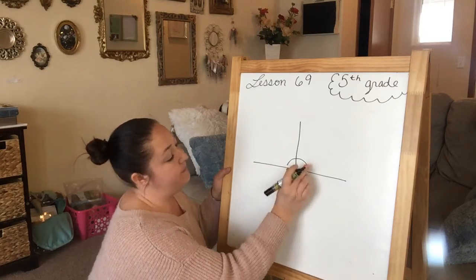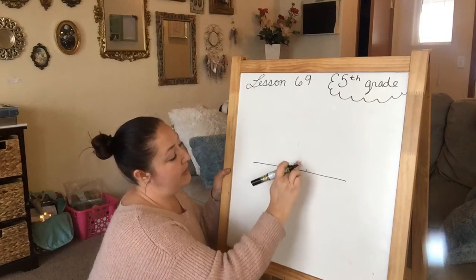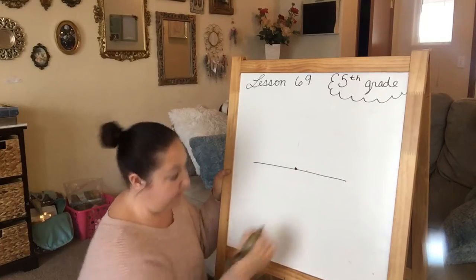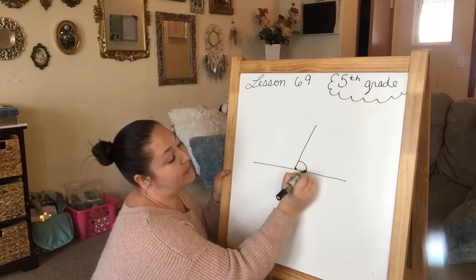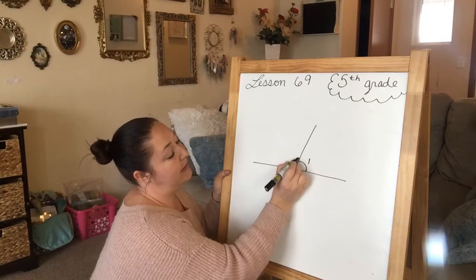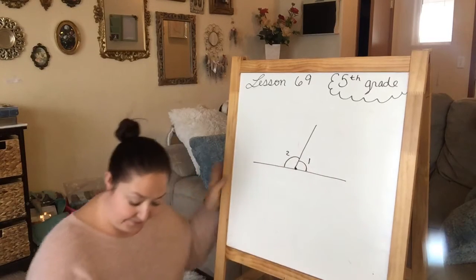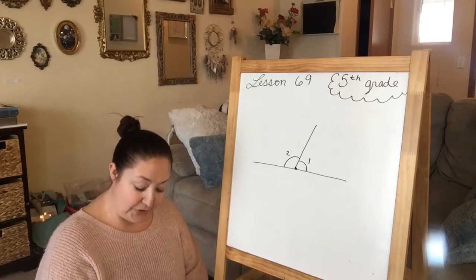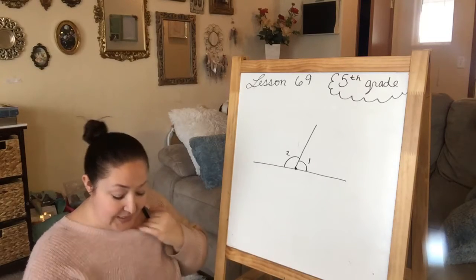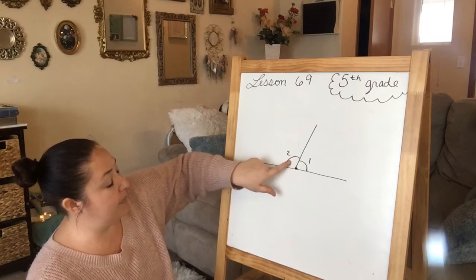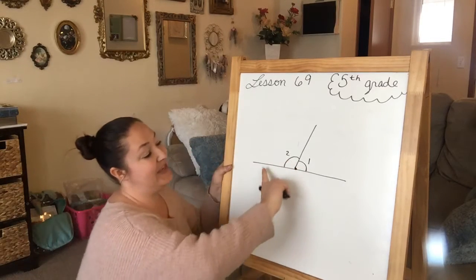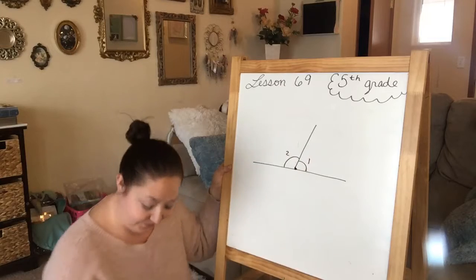So they have a little bit different than mine. They have it going up a little bit this way. And then this is being called angle 1 and this is being called angle 2. So angle 1 and angle 2 are supplementary because they equal 180 degrees.